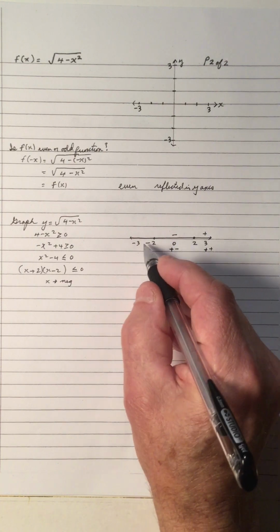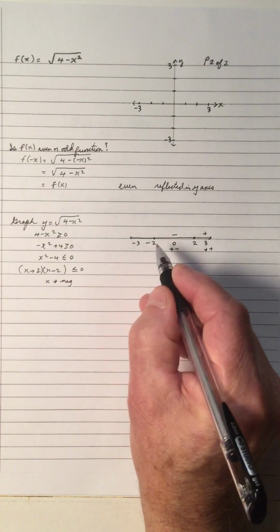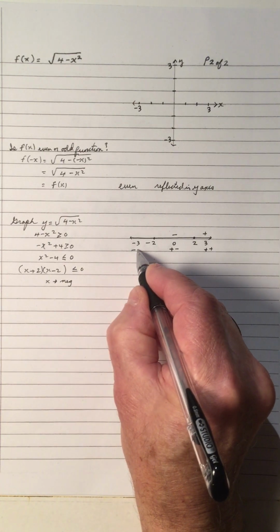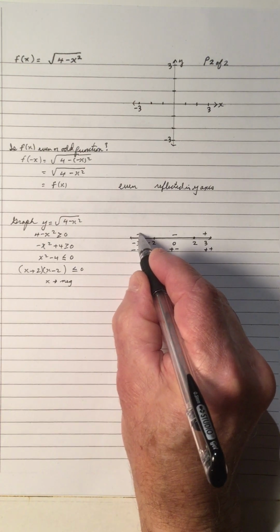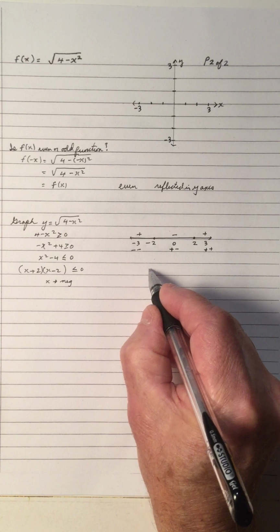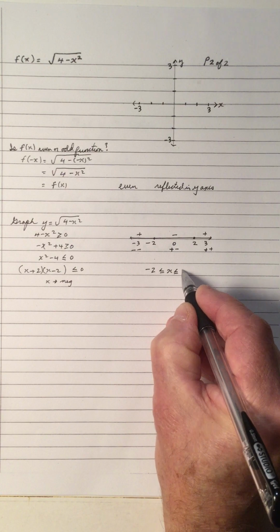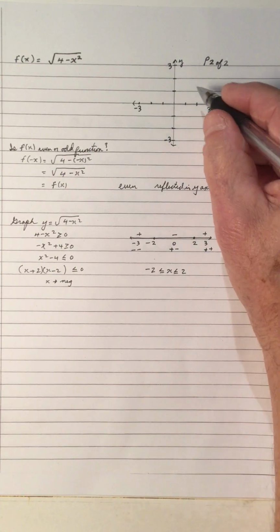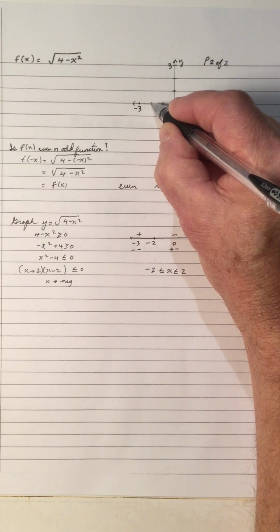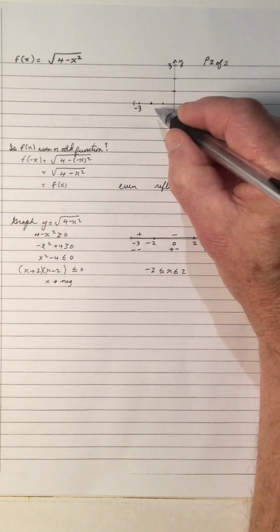We'll get a negative. Now let's go on the other side and put a negative 3 in. Negative 3 plus 2 is negative 1, so it's a negative. Negative 3 minus 2 is negative 5, which is negative. A negative times a negative is a positive. So we have to pick where it's less than or equal to 0. So the interval is negative 2 less than or equal to x less than or equal to 2. So we have the endpoints of negative 2 and 2 included, and all the values in between.